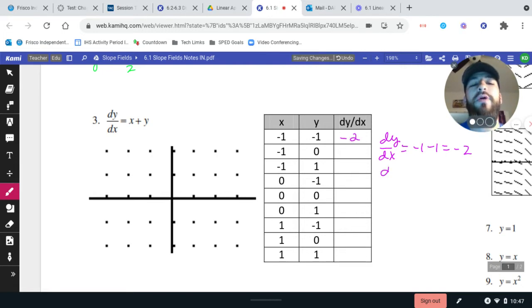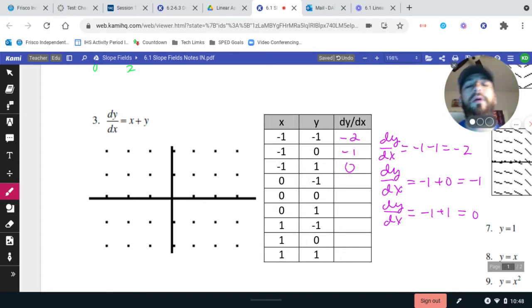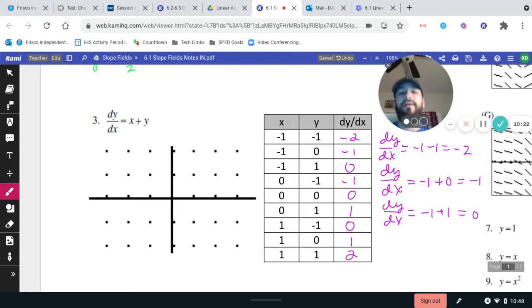For -1, 0, we get -1 plus 0, which is equal to -1. For -1, 1, we get -1 plus 1, which gives us 0. Okay, so for each of these, I'm just adding these together. So 0 plus negative 1 is negative 1. 0 plus 0 is 0. 0 plus 1 is 1. 1 plus negative 1 is 0. 1 plus 0 is 1. 1 plus 1 is 2. Nice and simple.